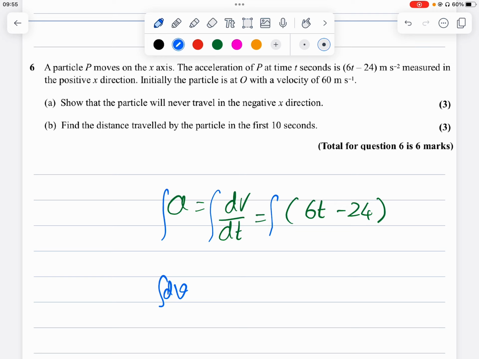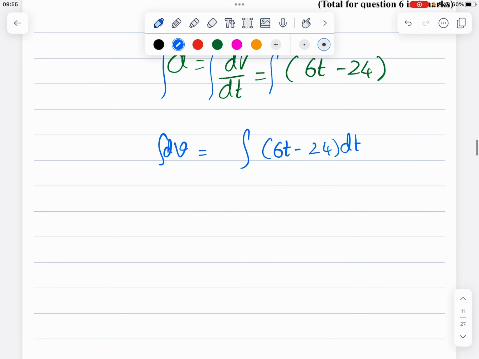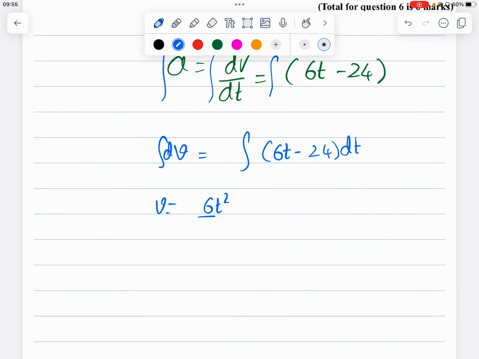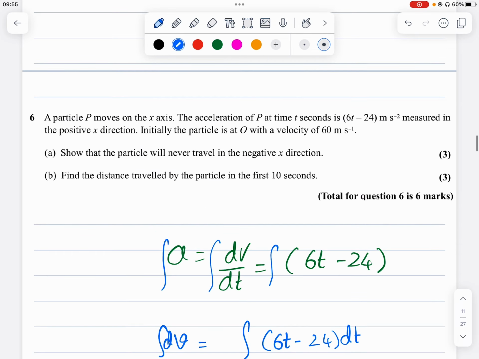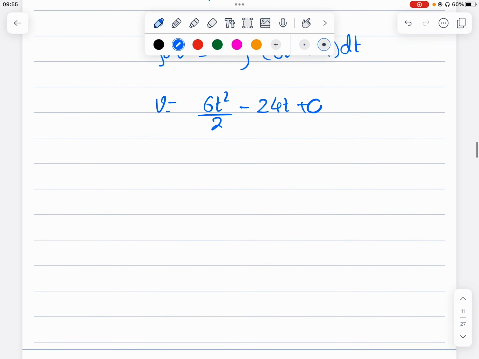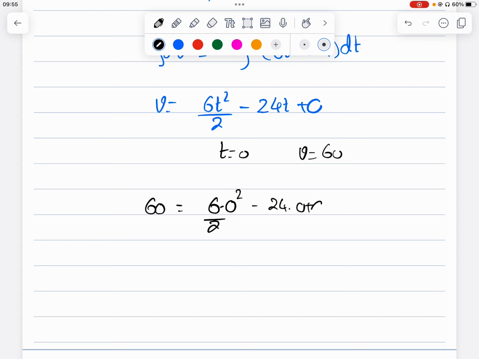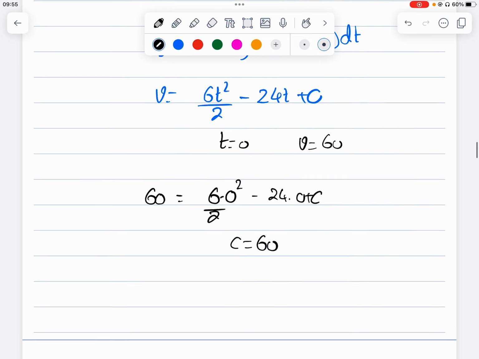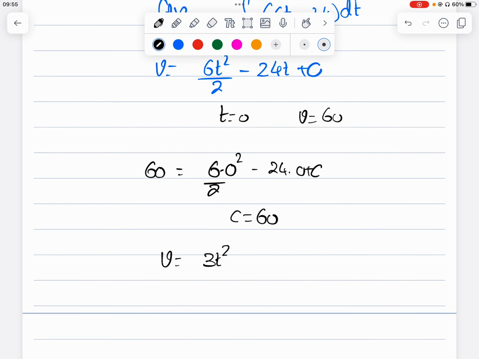Velocity: integral of dv equals integral of 6t minus 24 dt. So velocity equals 6t square upon 2 minus 24t plus c. Now it has also been given that at the starting point the velocity is 60, meaning t equals 0, v equals 60. So 60 equals 6 upon 2 times 0 square minus 24 times 0 plus c. This gives me the c value as 60. So what is the velocity equation? 3t square minus 24t plus 60.